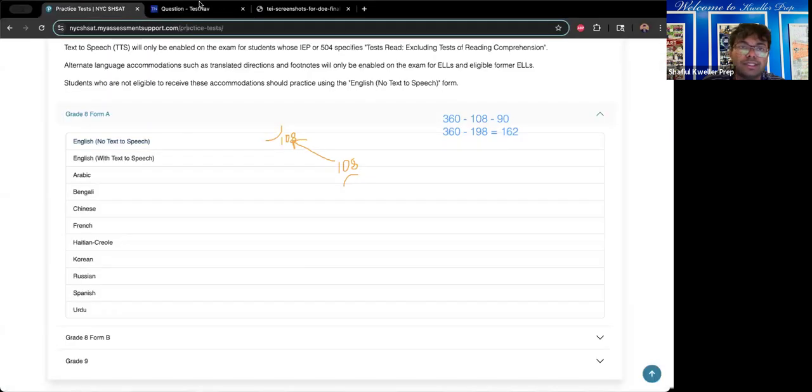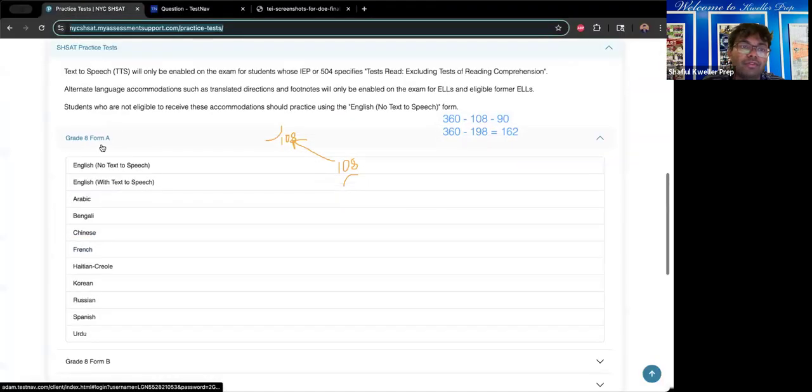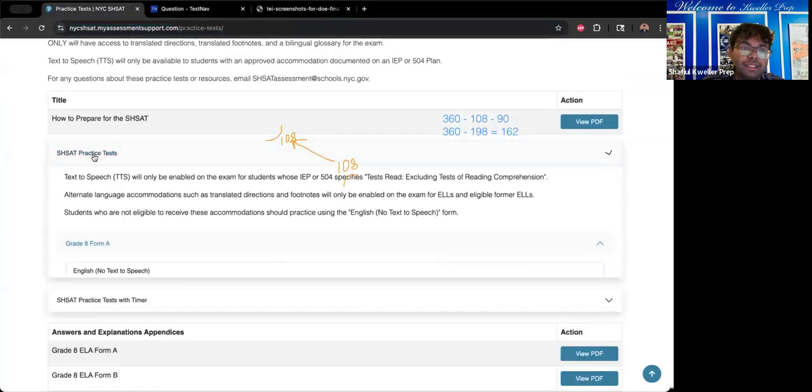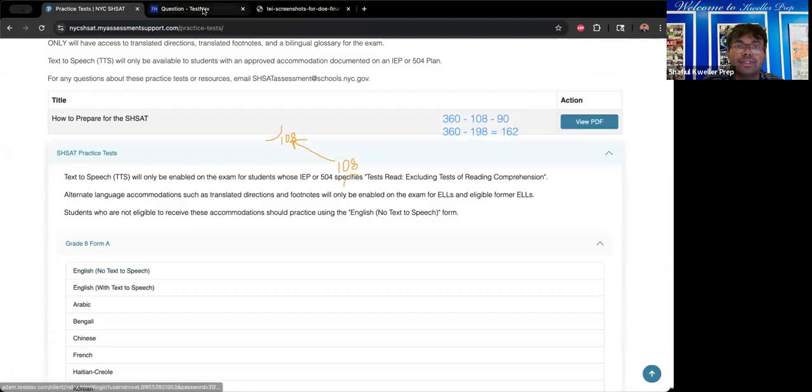Someone said, where's this test? I can send the link again. I sent the link earlier, but I will send it again. Just open up this test, navigate to Grade 8 Form A after you click SHSAT practice tests. Grade 8 Form A, English, no text to speech.